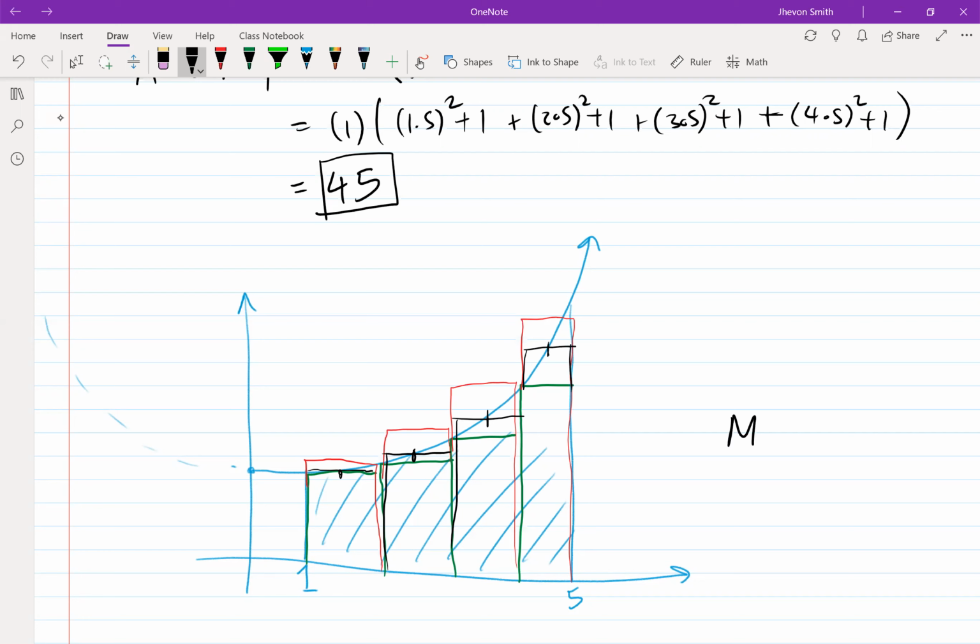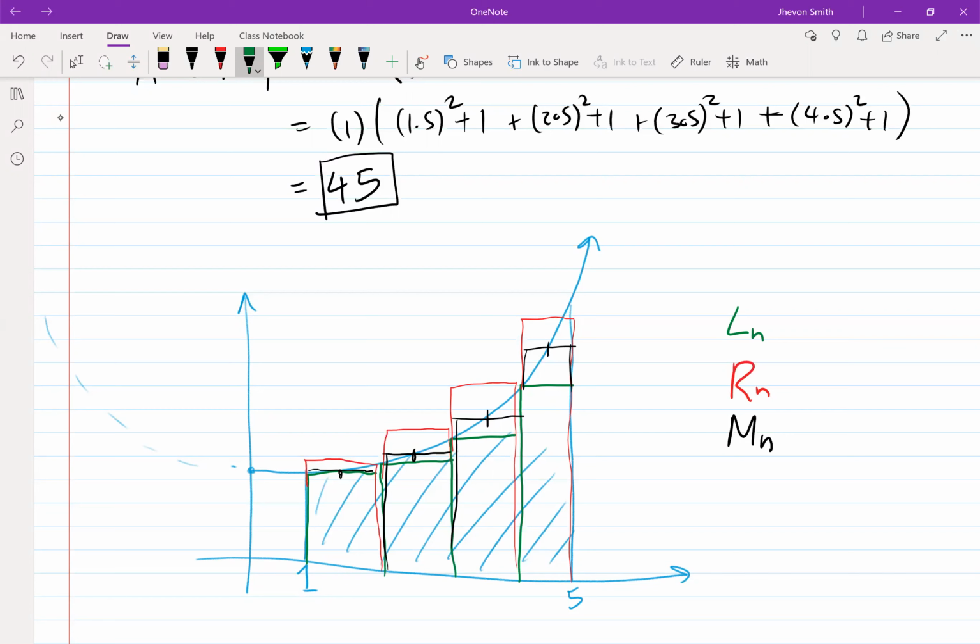So your midpoint, your right hand, and your left hand, right? For this particular example, for this particular shape, because it's moving up as you go from left to right, the right-hand approximation will always be bigger. The left-hand approximation is going to be smaller. The midpoint should be in between them, right?